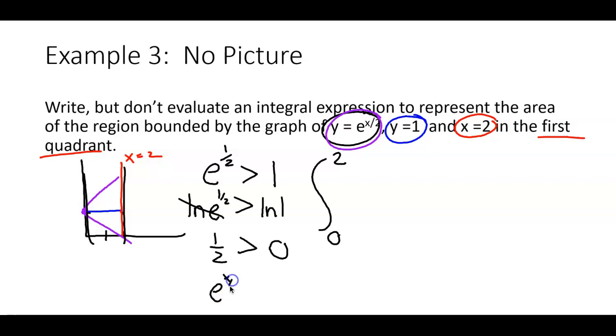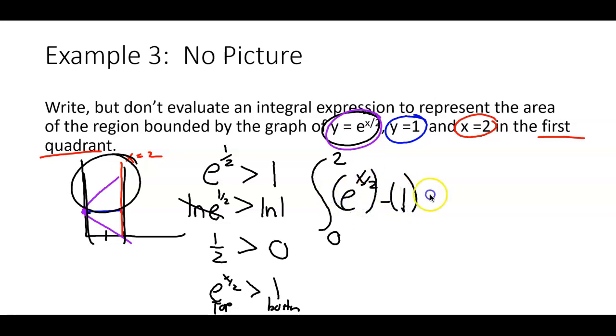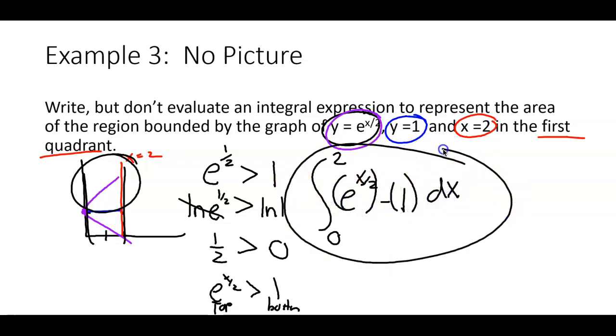So e to the x over 2 is bigger than 1. Therefore, this is the top one, and this is the bottom one. So it's more like this picture here on the left than like the one on the bottom. So it's going to be e to the x over 2 minus 1 dx. Okay?